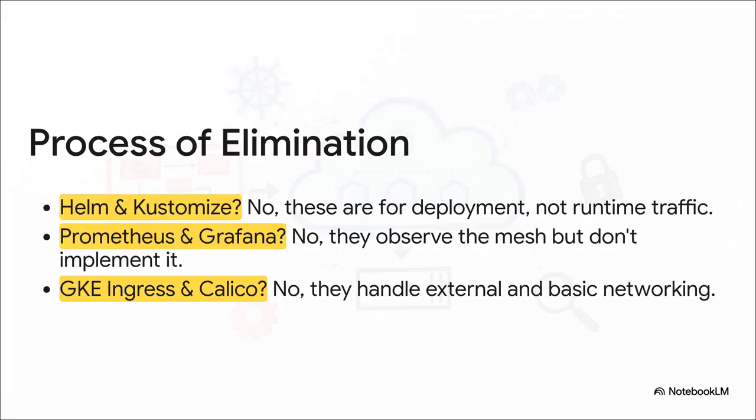Okay, let's use a little process of elimination here. Helm and Kustomize? Nope, those are for packaging up your apps and deploying them, not for managing traffic while they're running, so they're out. What about Prometheus and Grafana? Close, but no. They're like the security cameras. They let you see what's happening, but they don't actually control the traffic. And GKE Ingress and Calico? Think of them as the bouncers at the club's main entrance. They manage who gets in from the outside, but they're not managing the conversations happening between all the people inside. That's the job of a service mesh.